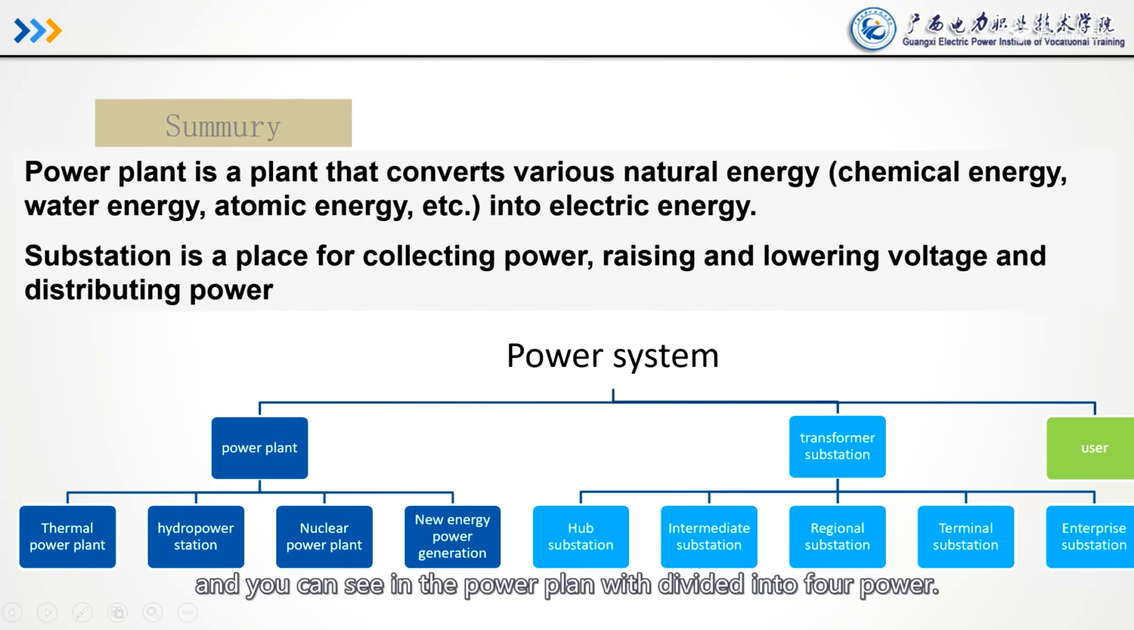And you can see the power plant is divided into 4 parts, which are thermal power plant, hydropower station, nuclear power plant, and new energy power generation. And in the transformer substation, we can divide it into 5 parts, which are hub substation, intermediate substation, regional substation, terminal substation, and enterprise substation. And of course, for the user side, we have the user side.